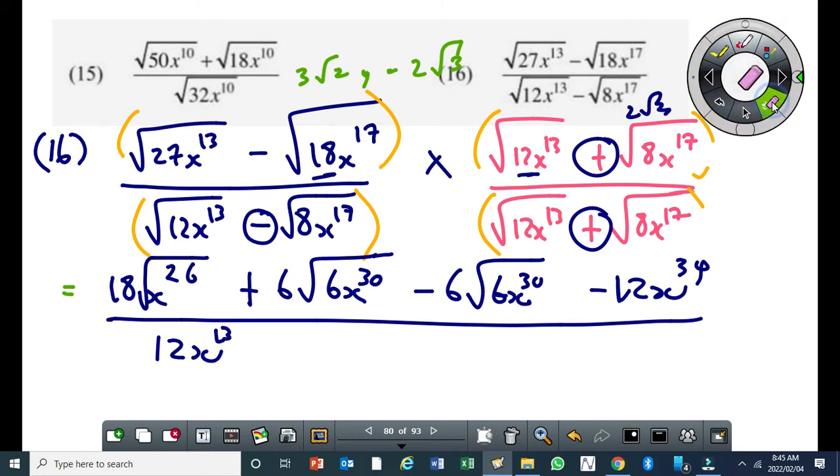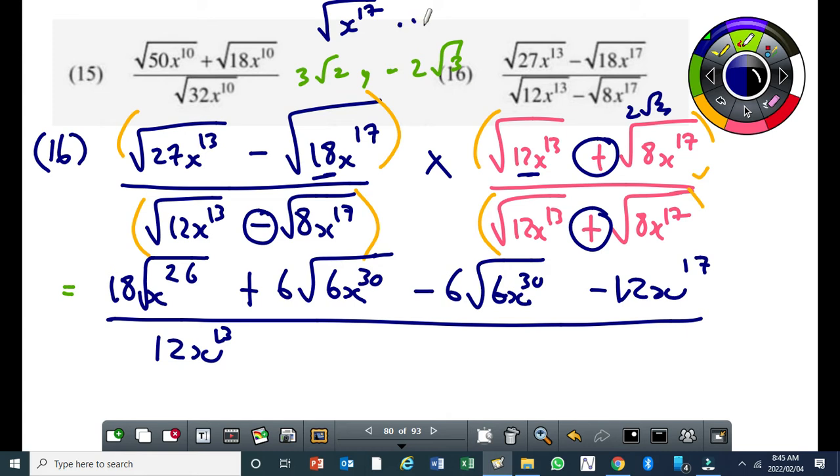Okay, this is supposed to be, we can put 17 here. That's supposed to be 17. Yeah, look, it's supposed to be 17. Because you're multiplying square root of x to the power of 17 by square root of x to the power of 17. So it's supposed to be 17. Am I right there? Okay.